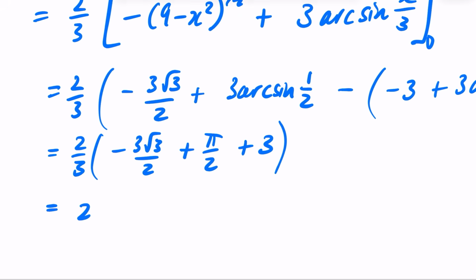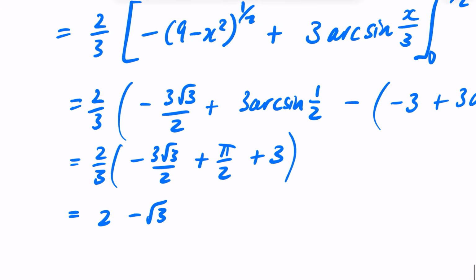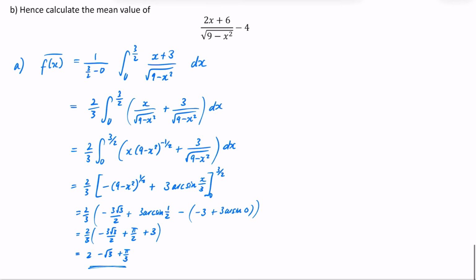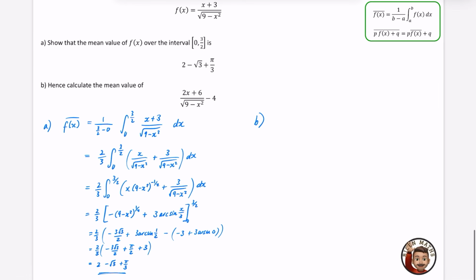If I now do this times by this, the 2 and the 3 over 2 are going to cancel, so we do just get a minus root 3. And then 2/3 multiplied by that half is just a pi over 3, which was the last part that we were expecting for this. So really they're using the mean value of a function as just an opportunity to say, hey, do some integration for us. It then says, hence calculate the mean value of this function.